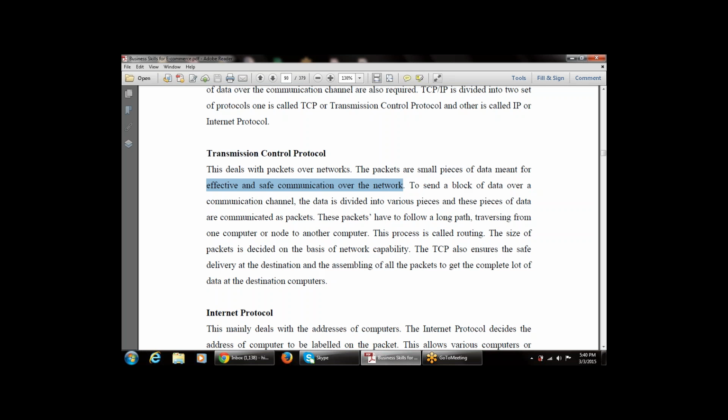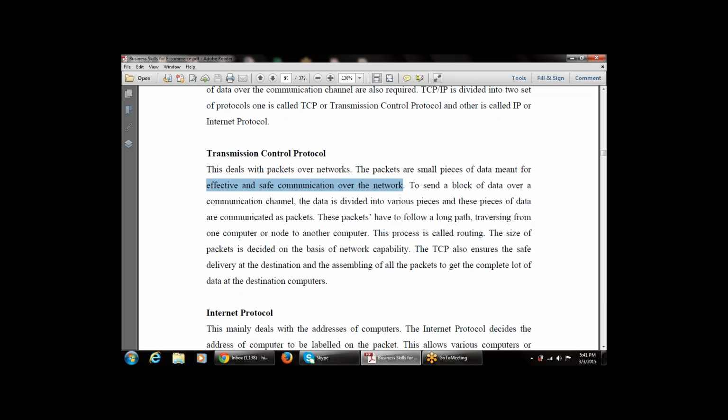So packets are small chunks of data that are used for effective and safe communication over the network. Whenever I want to send a block of data over a communication channel, the data is divided into various pieces, and these pieces of data are communicated as packets. That is, these pieces are sent as packets.